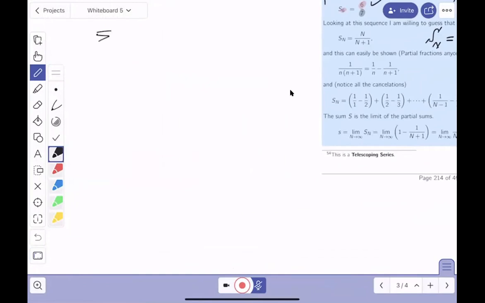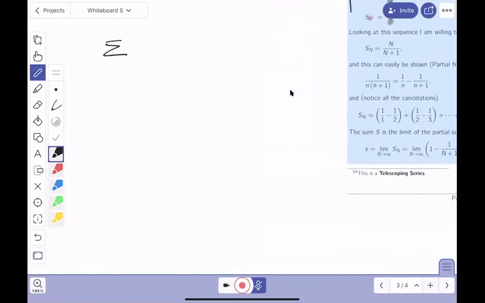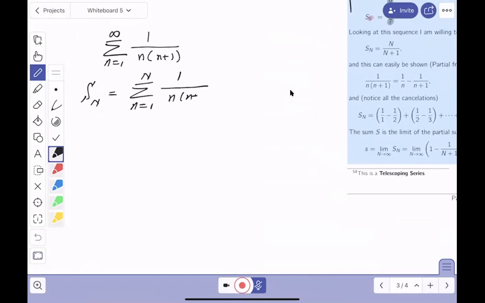And this is going to be the sum, little n equals 1 off to infinity, and this would be 1 over n times n plus 1. Well, here's what they do. They do what's called a finite sum, a partial sum. So I'm going to write Sn down. And that's going to be equal to the sum n equals 1 to big N, 1 over n times n plus 1.